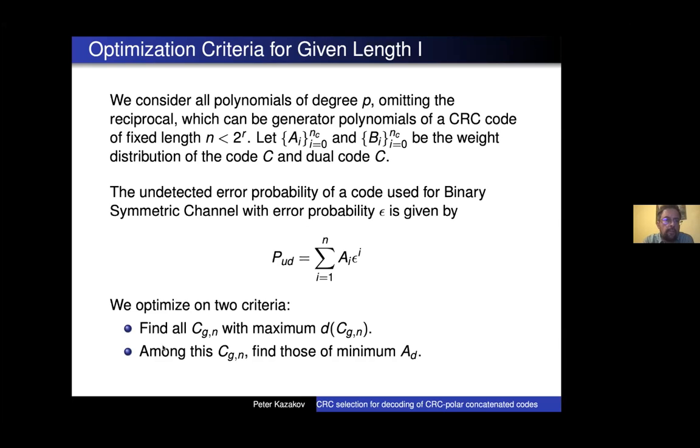Actually, we omit reciprocal polynomials, and we still have 2 to the power p minus 2 possible choices. And with ai and bi, we denote the weight distribution of the code c and the dual code c. When we investigate what is the optimal polynomial for certain n, for certain length, the most important characteristic is the function of undetected error probability, PUD.